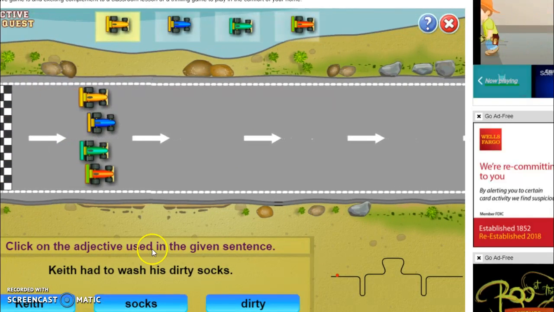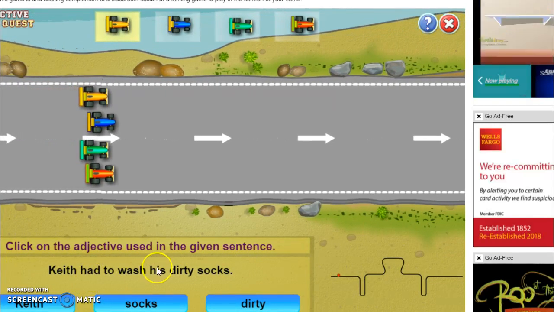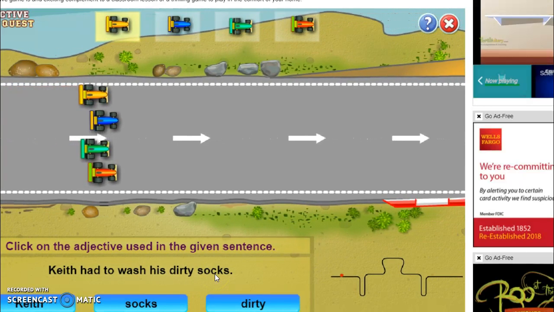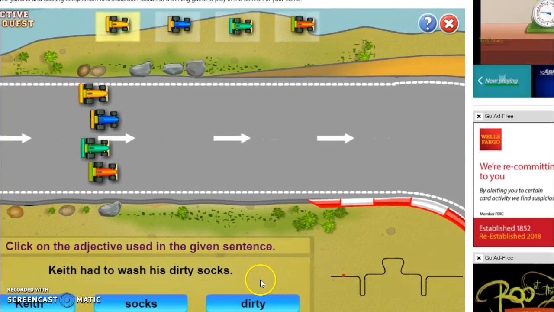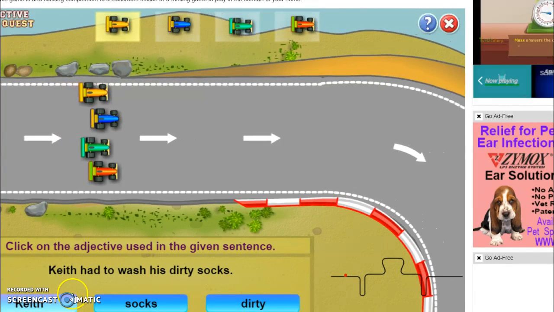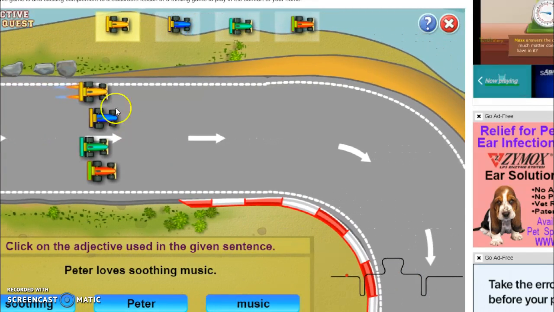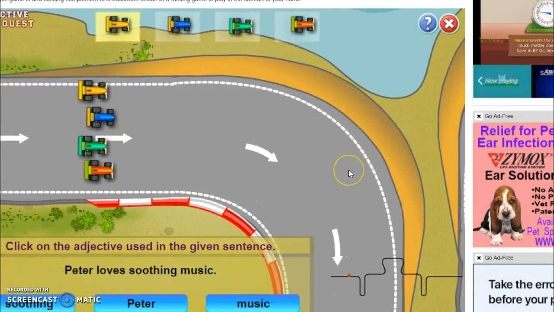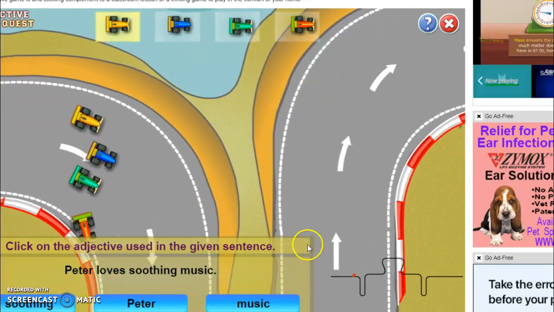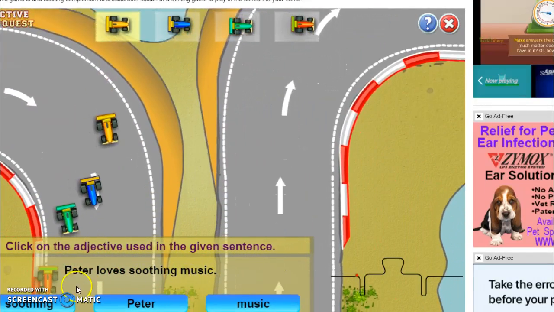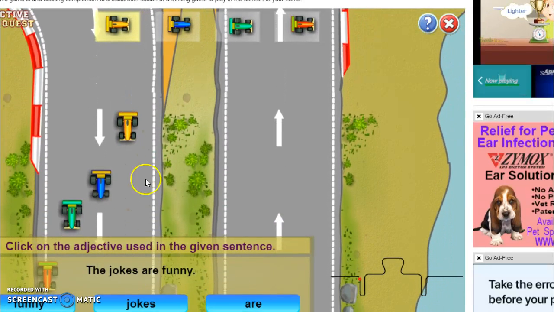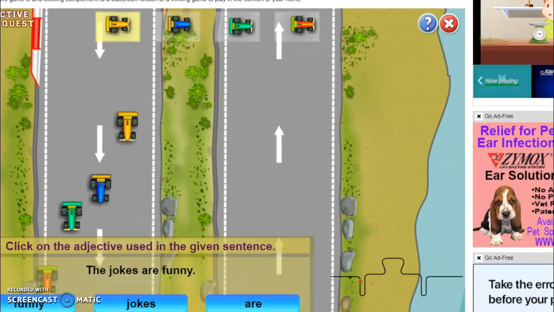So it says, click on the adjective used in the given sentence. Keith had to wash his dirty socks. So just read that sentence a few times yourself and pick out the adjective. Do we think it's socks? No. Do we think it's Keith? No, it's dirty. So it's just like a racing game, and the more questions you get right, the faster your car will go. Pete loves soothing music. Oh, soothing, that's the adjective. So that is the first part.